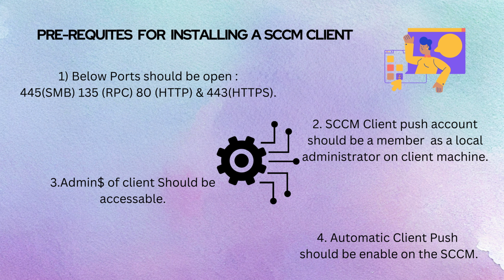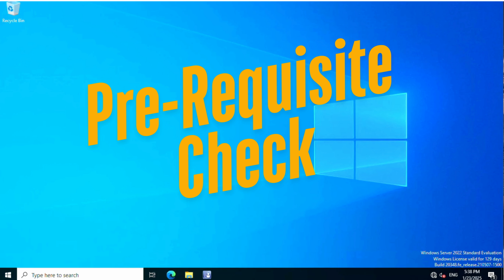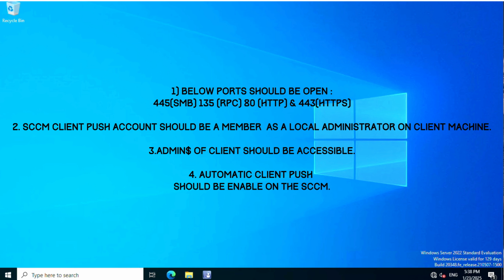Let me show you how we can check if our prerequisites for client installation are completed or not, or if they are accurate or not. There are four prerequisites, as we have discussed. The first one is the ports, the second one is the client push installation account, which should be a part of the local administrators, the third one is admin$ C$, and the fourth one is automatic client push installation should be enabled.